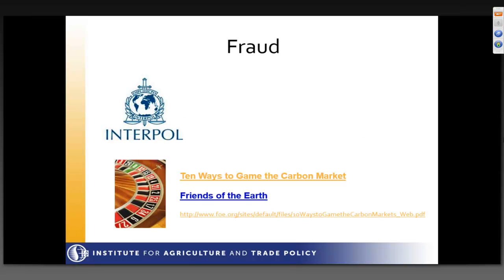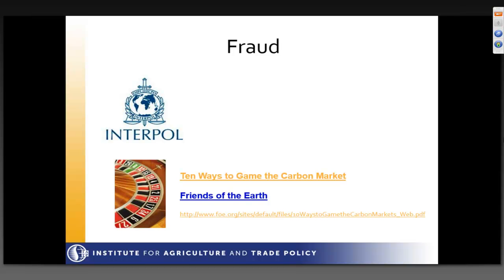I think it's worth mentioning quickly fraud in the offset market. This is fairly widespread in Europe, a big deal. Interpol has set up all kinds of guidelines to try to deal with criminal activity around offset credits. Friends of the Earth put out a really good paper several years ago about 10 ways to game the carbon market. It's not that this is happening in California, but when you start to dig into it, you see the different ways in which this could happen. It goes to the real importance of having a strong market that is regulated, overseen, verified, all these different components, and how much energy and resources need to go into that to prevent fraud.